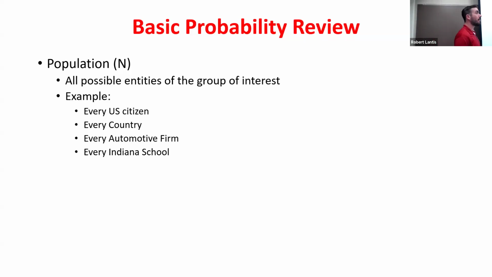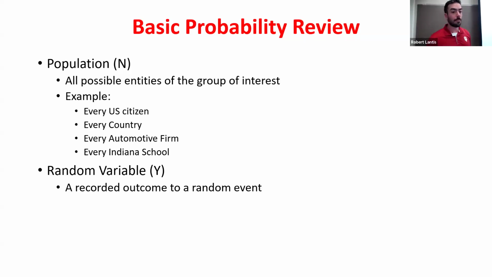So, examples change. Maybe I'm interested in every US citizen, maybe every country, right? Maybe I have an example where I'm only interested in the average performance of different automotive firms. So every firm, every company would be in my population. Maybe I'm only interested in Indiana schools, so I don't care about any of the other states. I just want to get the data. My population data would just be every Indiana school. So it can change quite a bit.